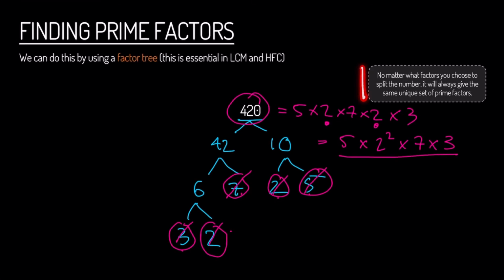One thing to note, no matter what factors you choose to split 420 into, I could have split this into 210 and 2, which would be correct. But as I simplified it further, I'd end up getting these exact same prime factors. That's because each number has a unique set of prime factors to it. No matter what method you choose, you'll end up getting the same prime factors.